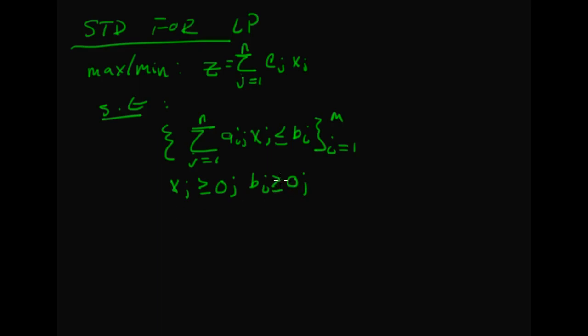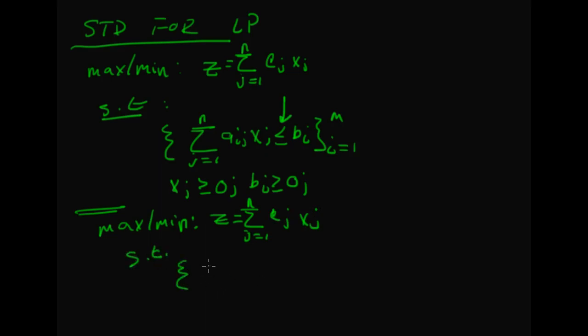Now, unfortunately, this is not ideal for matrices because of those inequalities. So what we do is we rewrite these. The objective function does not change. It's fine, it's an equation. So that's still the sum from j equals 1 to n of cj xj. But now our constraints are going to get written as a system of equations, and we do this by introducing what we're going to call slack variables.